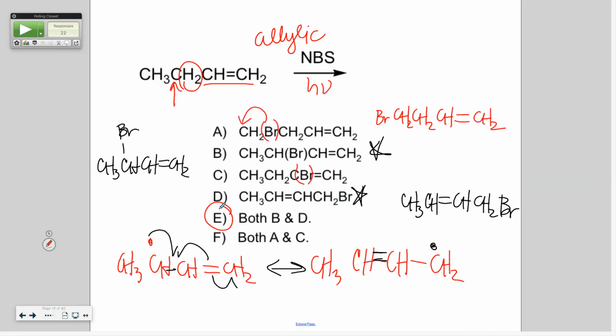No. NBS is only used because it keeps the bromine in a low concentration. If you added a whole equivalent of bromine, it would add to the double bond and do a whole other thing. The only way you can get the allylic bromination to occur, the free radical reaction, is to keep the concentration low. That's how come we use NBS. Otherwise, there's a whole other reaction we haven't talked about for these. We'd be doing that in a week or two.